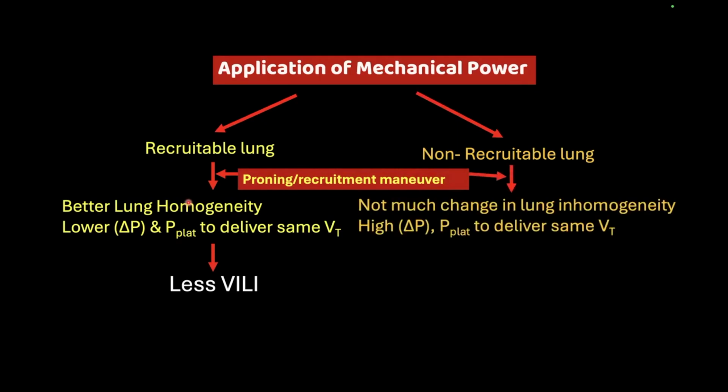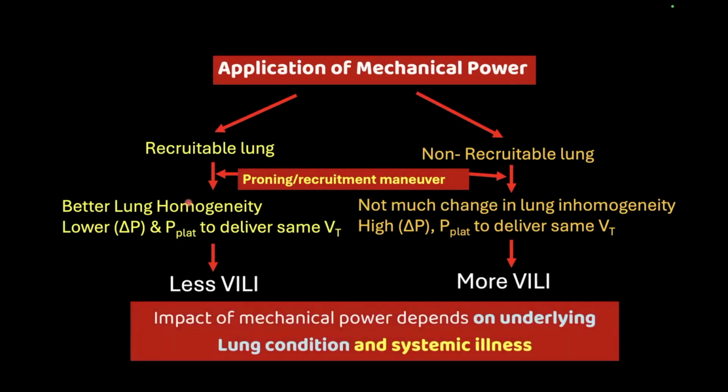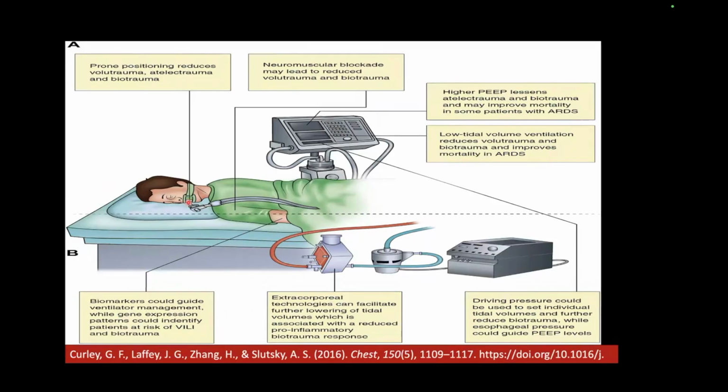If it is not a recruitable lung, then recruitment maneuver or proning may not actually change lung inhomogeneity, and the driving pressure may remain high, plateau pressure may remain high to deliver the same tidal volume, leading to more ventilator-induced lung injury. Thus, the impact of mechanical power will depend upon underlying lung condition and systemic illness, and that's how we can explain how driving pressure less than 15 centimeters of water, or how the low tidal volume, high PEEP helps us, and how the prone positioning helps us. And of course, neuromuscular blockade in the first 24 to 48 hours in the critical phase is also important.